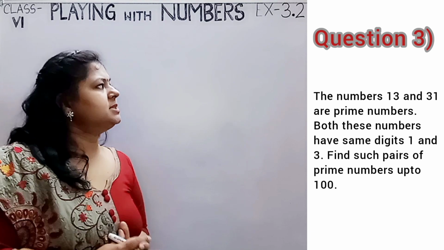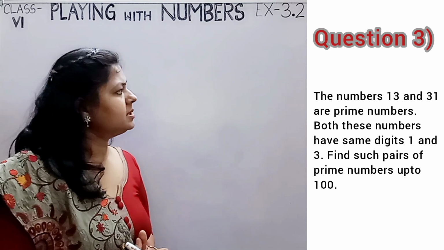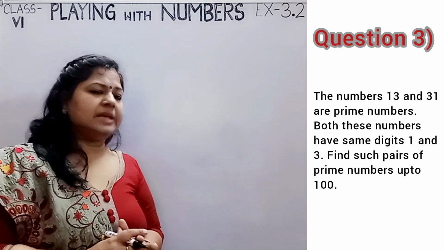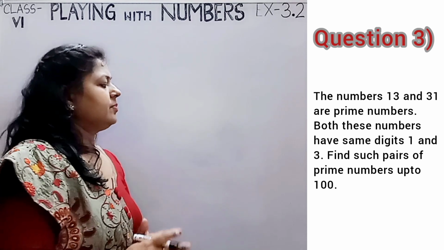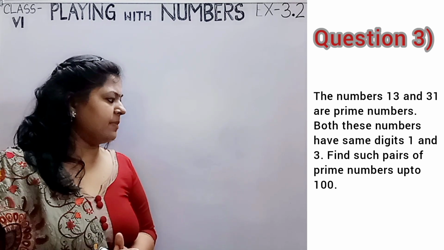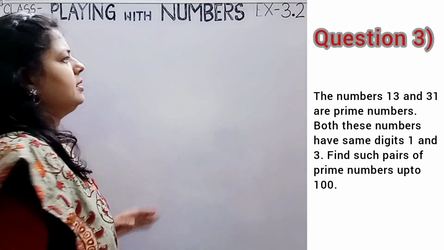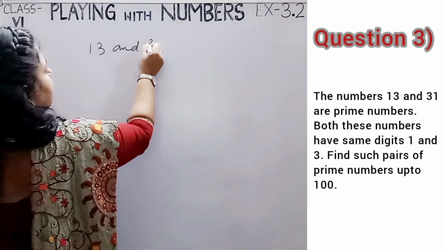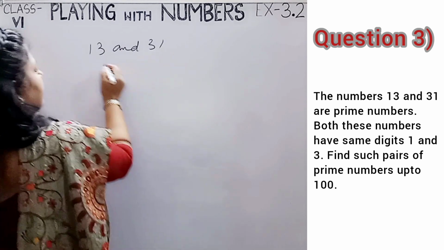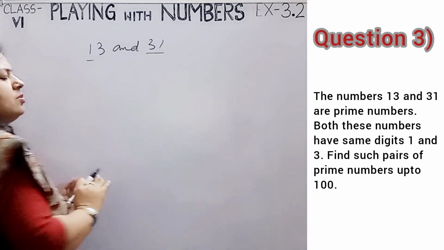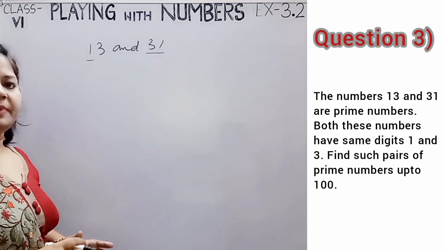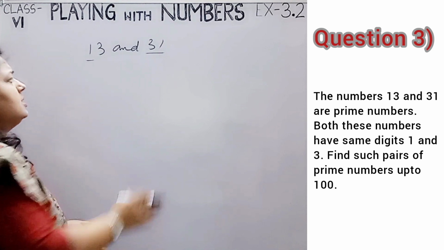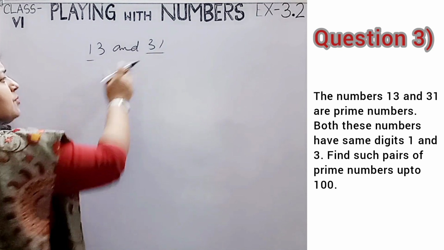Question number 3. The numbers 13 and 31 are prime numbers. Both numbers have the same digits, 1 and 3. Find such pairs of prime numbers up to 100. In the question, 13 and 31, one pair is given and both are prime numbers. So we have to find such pairs where both are prime numbers.